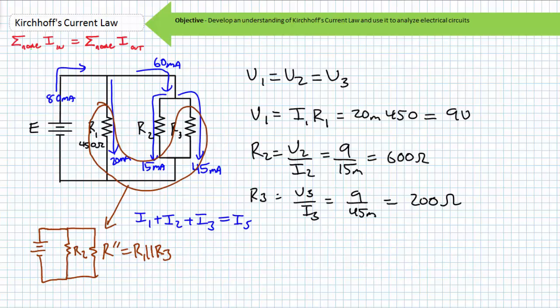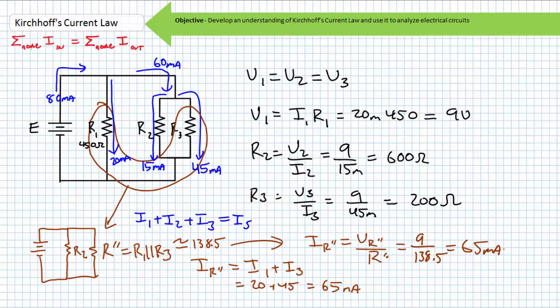How much would R double prime, the imaginary parallel combination of R1 and R3, draw with 9 volts across it? Those with an understanding of KCL can quickly add the current drawn by both R1 and R3 to yield the result of 65 milliamperes. Those sleepwalking zombies relying upon resistance calculations need to solve for R double prime, the parallel combination of R1 and R3, to be approximately 138.5 ohms, then an additional Ohm's law calculation to yield the same result of 65 milliamperes.